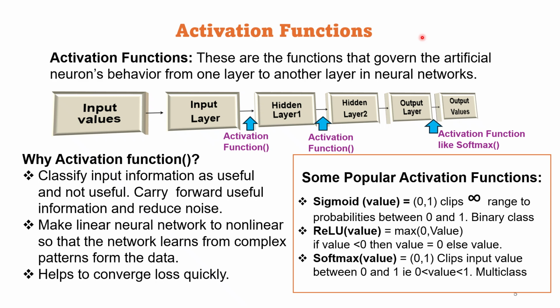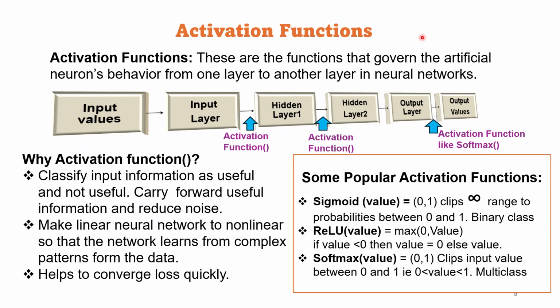Now let us look into the most important concept of machine learning, that is activation function. The functions that govern the artificial neurons' behavior from one layer to another layer in a neural network. If you are new to neural networks, then in simple terms, a neural network is a network of neurons. Neurons communicate with each other similar to the neurons in our brain, that is, biological neurons.